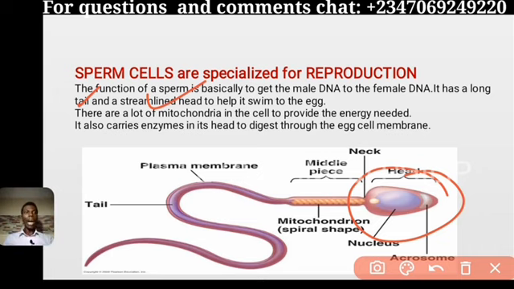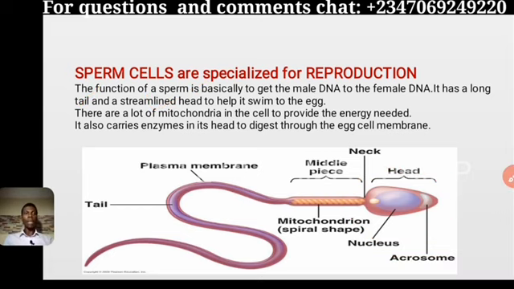Now, there are lots of mitochondria in the cell to provide the energy needed. It also carries enzymes in its head, in this structure here called the acrosome, to help it digest through the membrane of the egg cell.